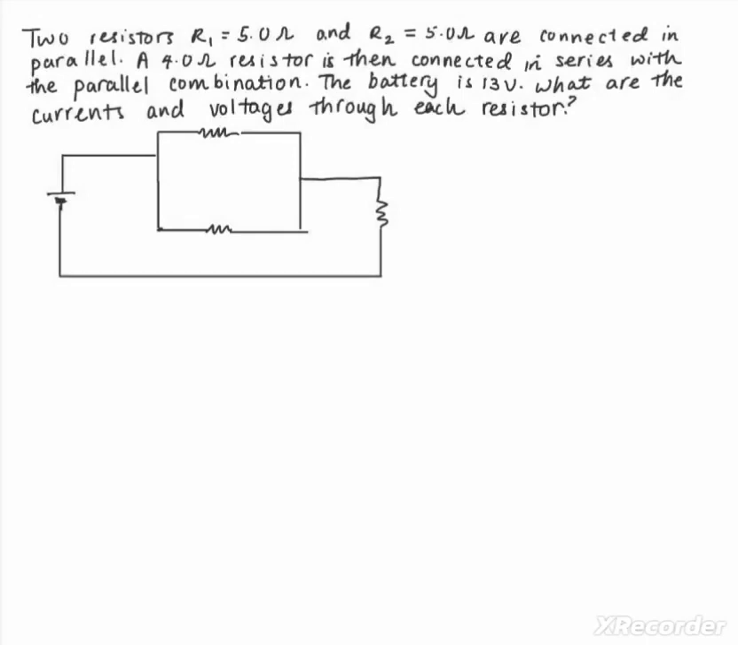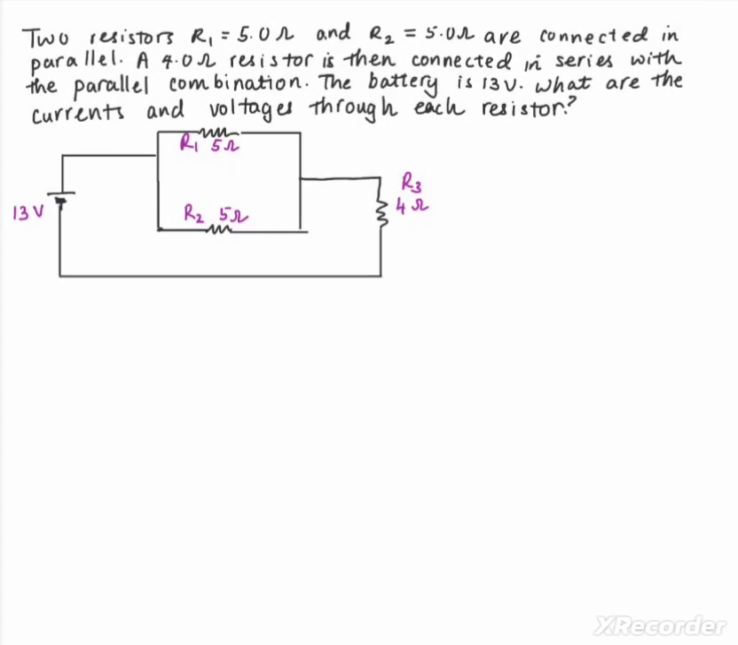In this question, they say we have two resistors R1 and R2, both 5 ohms, connected in parallel. So let's just call this R1 and R2. A 4 ohms resistor is then connected in series with the parallel combination. So you have a parallel combination, and then you have a 4 ohms resistor in series with the other two. Let's just call this R3. The battery has the potential difference of 13 volts. The question is, what are the currents and voltages through each resistor?